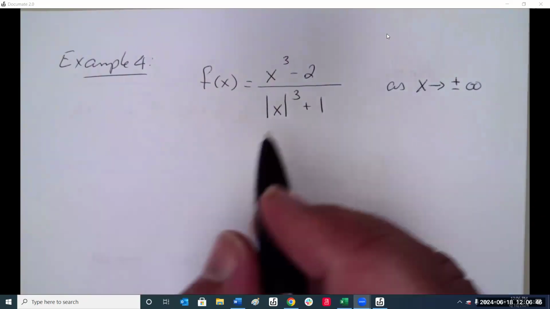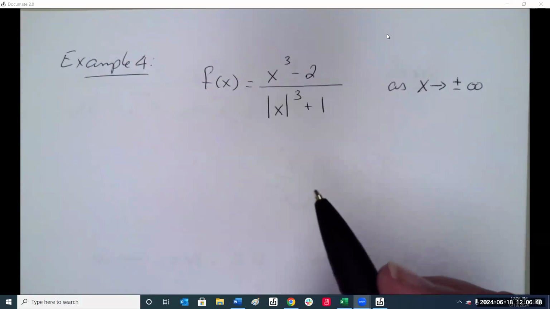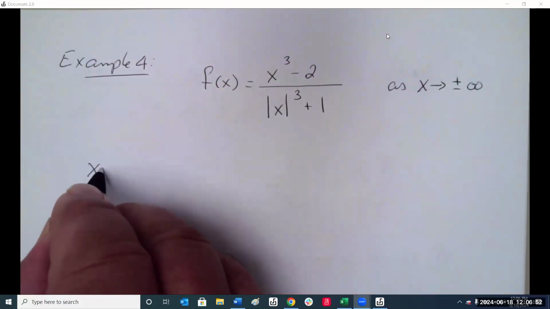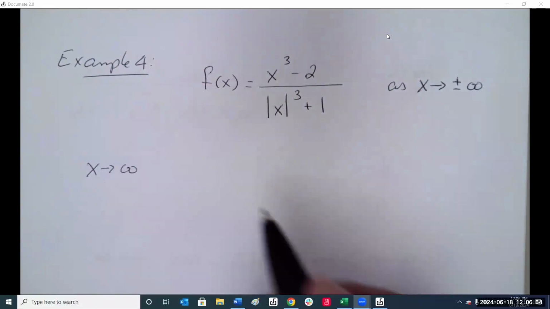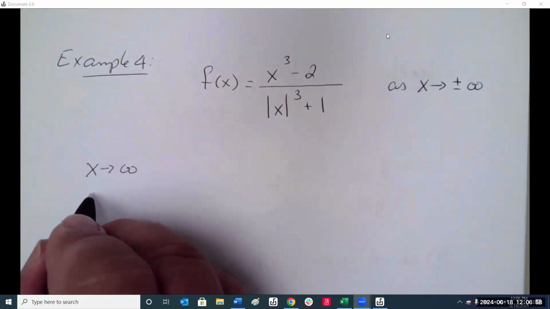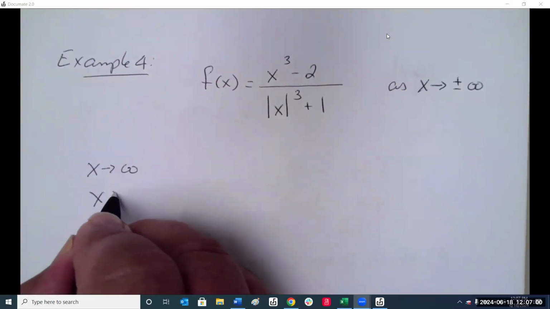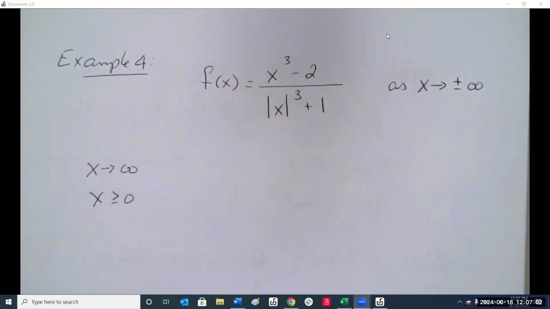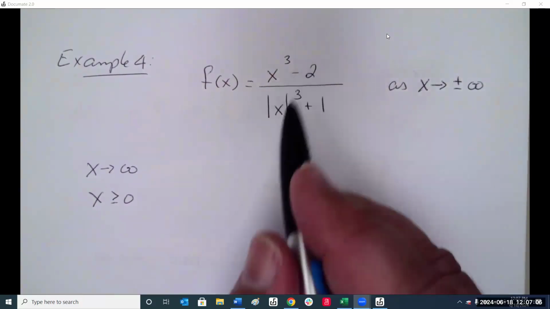Okay, but this is an absolute value down here. When x goes to positive infinity, what do we get? In other words, here, what we're saying is x is greater than or equal to 0. What happens to this equation?